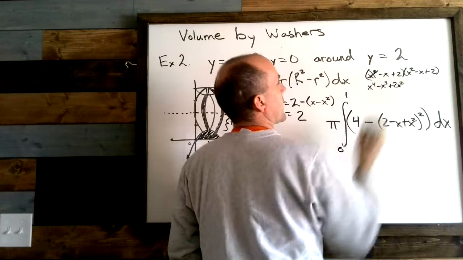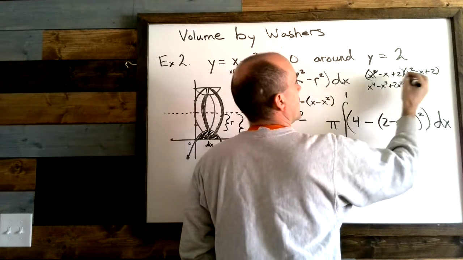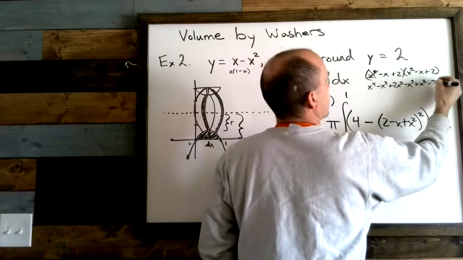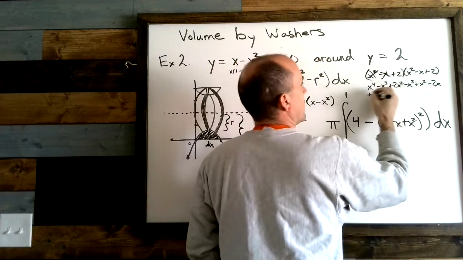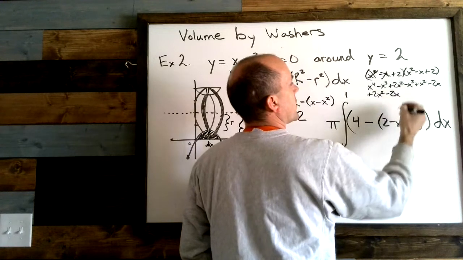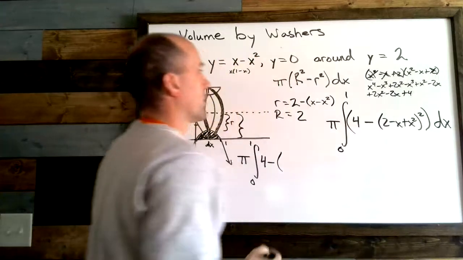So I just finished that guy. Minus x cubed plus x squared minus 2x. Done with that guy. Plus 2x squared minus 2x plus 4. Done with that guy. So we'll combine like terms.